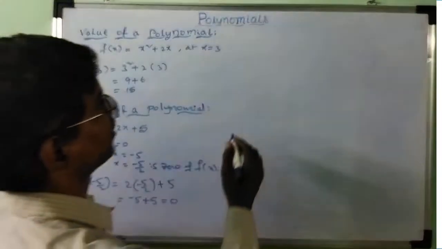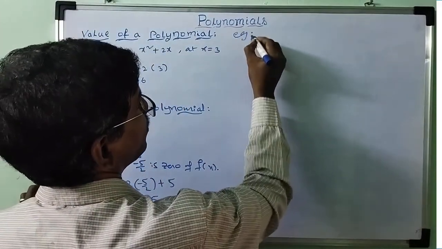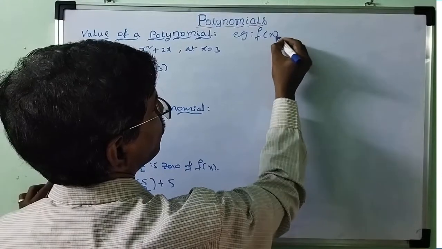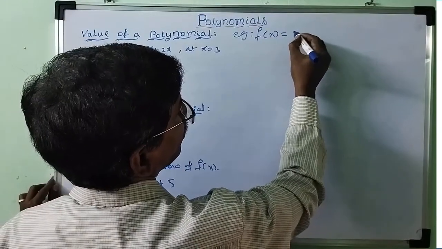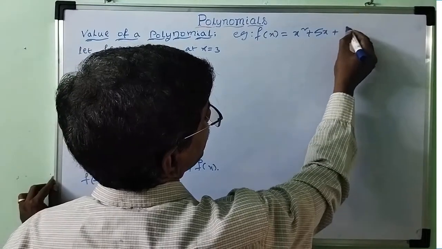And one more example we will see by taking a quadratic polynomial. One more example, there is f of x equal to x square plus 5x plus 6.